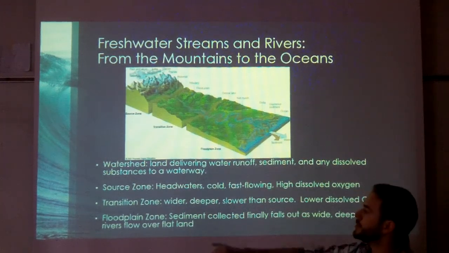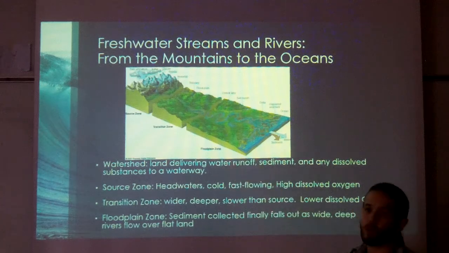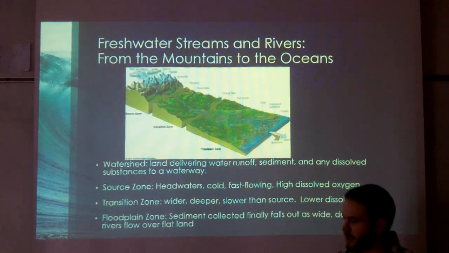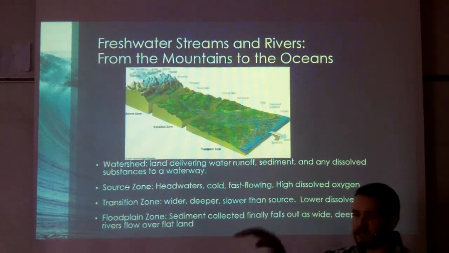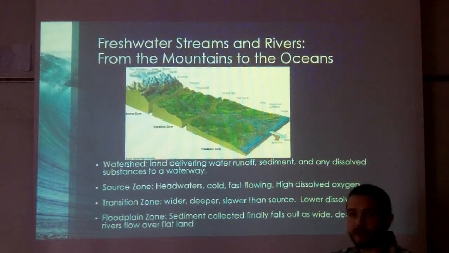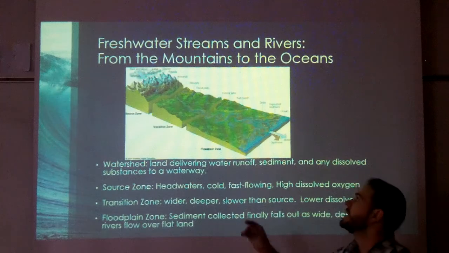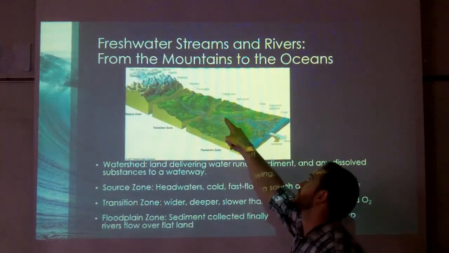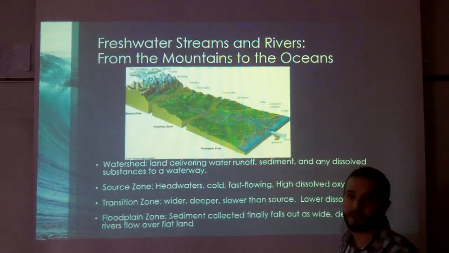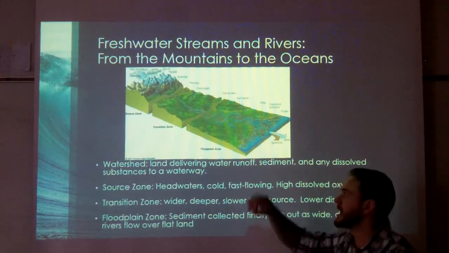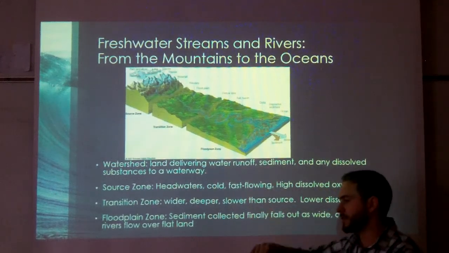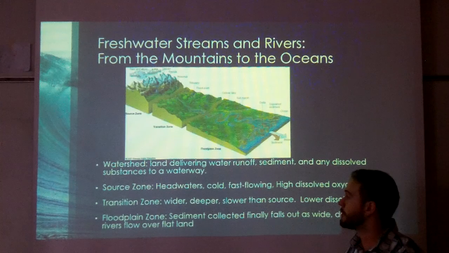Then you move into the floodplain zone, and that is Florida. Very, very flat. It's transitioning out to the ocean. The slow-moving rivers start to actually meander and get that side to side. This looks like a top view, bird's eye view of the Econ River. Go to Google Maps and check that out. That's exactly what it looks like.